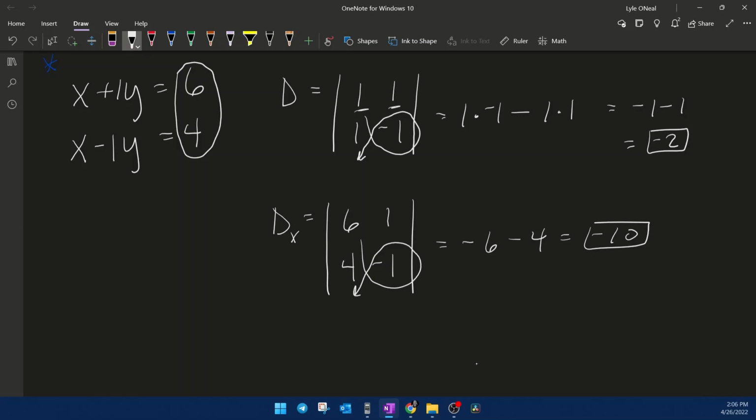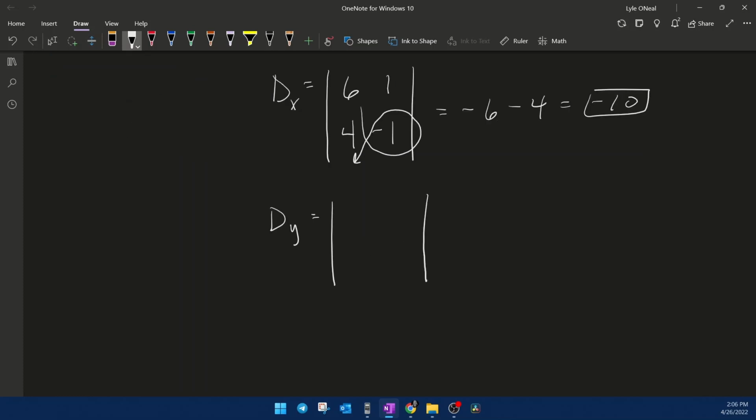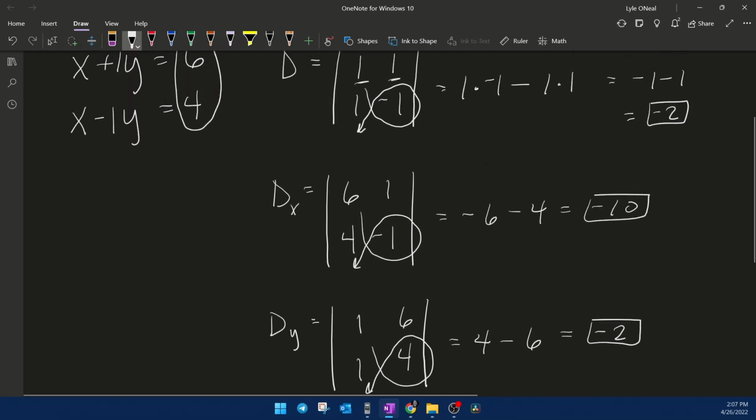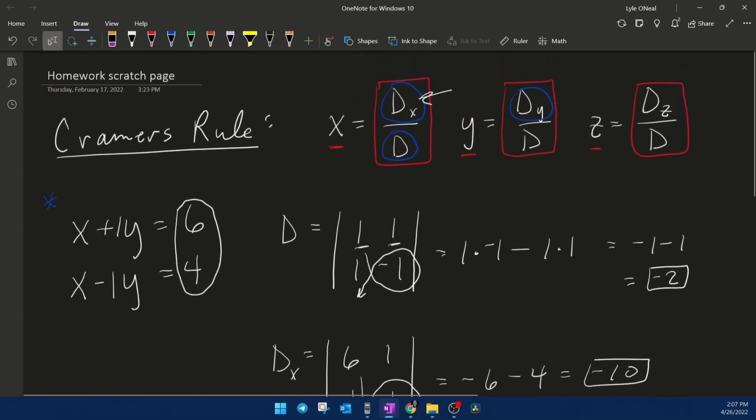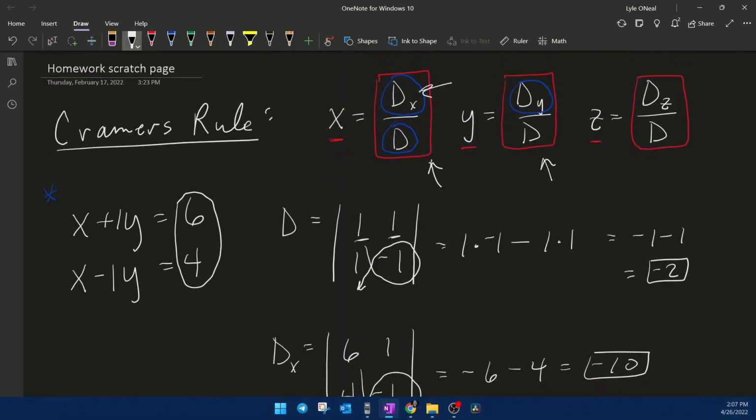And next we need to find D sub y. And again, D sub y is going to be the determinant, but instead of using the y coefficients, we're going to use the constants. Just like previously we replaced the x's with the constants, now for D sub y, we're going to replace the y's with the constants, but we're going to go back to using the x coefficients, which were 1 and 1. And then we're going to do the determinant. Again, 4 times 1 is 4, 6 times 1 is 6, 4 minus 6, negative 2. And now that I have D sub x and D sub y, I can plug into my fractions and calculate the point of intersection of these two lines.